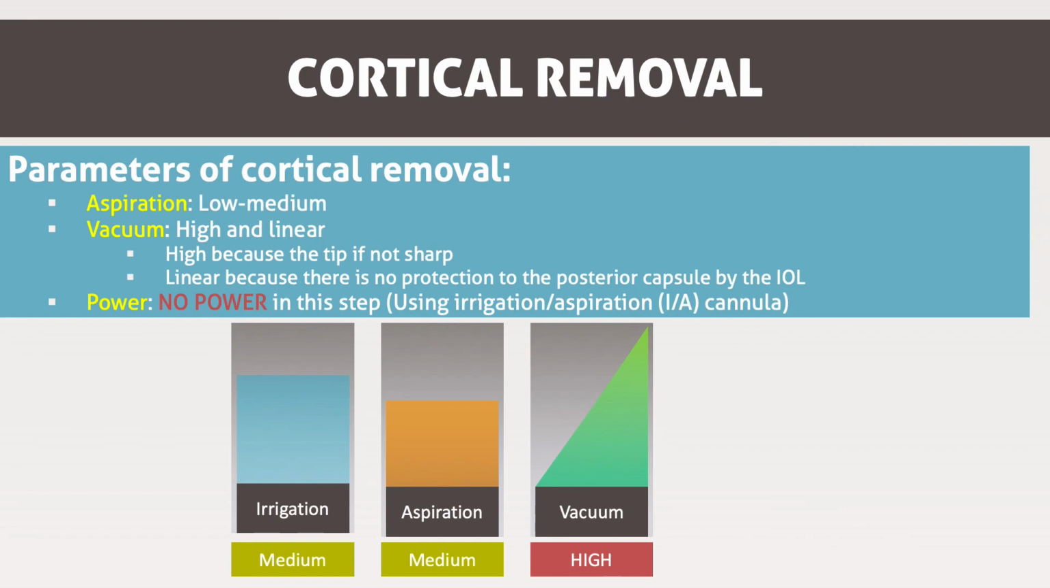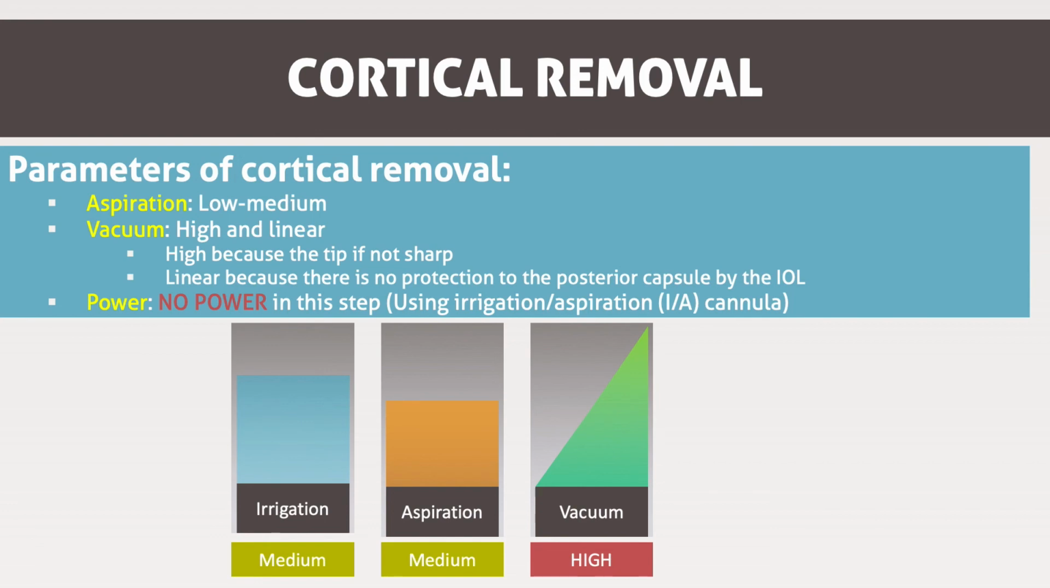Cortical removal step. In this step we use the IA handpiece, which doesn't have power, so we have only two steps on the phaco pedal. Step 1 for irrigation and step 2 for aspiration flow rate and vacuum. But if we work with continuous irrigation on, we will have only one step, which is aspiration flow rate and vacuum.